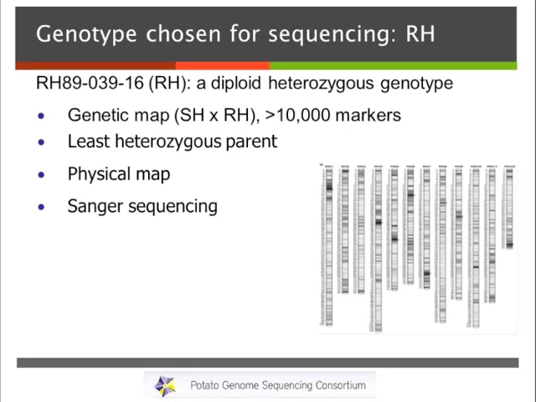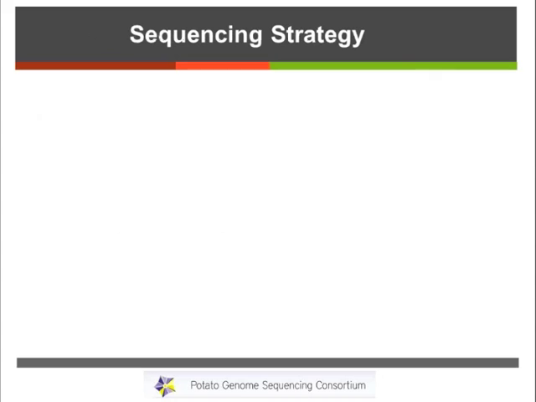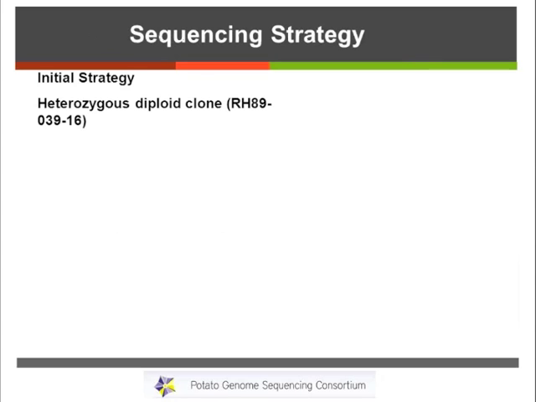This project started in 2005, 2006, and this was before the advent of really efficient next-generation sequencing methods, and we started off with a BAC-by-BAC approach, and the estimation was that we would need to sequence 6,000 BACs for full coverage of the potato genome. So the initial strategy was that we're using the RH BAC by BAC.